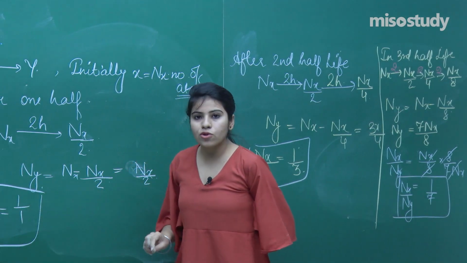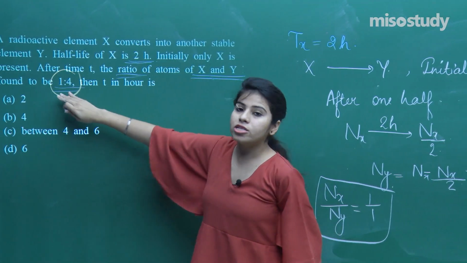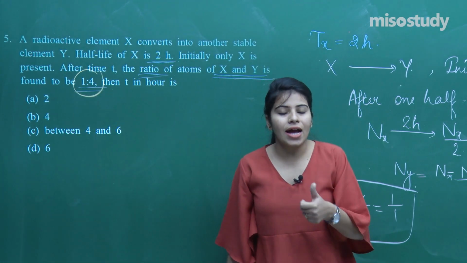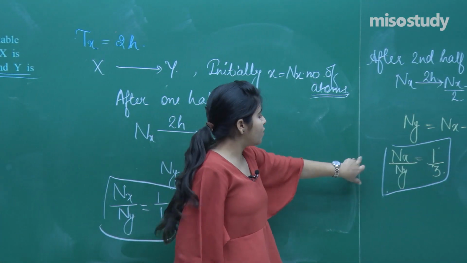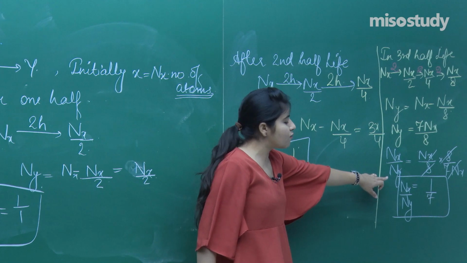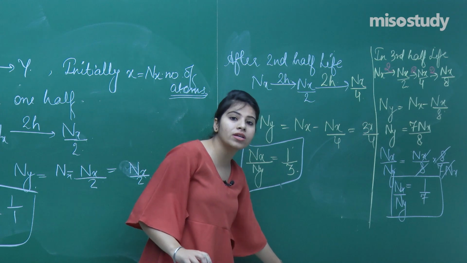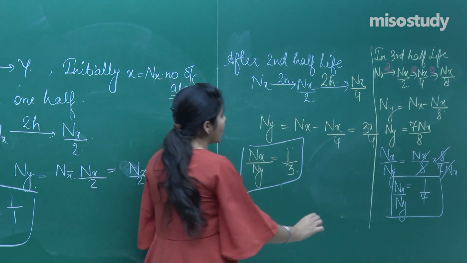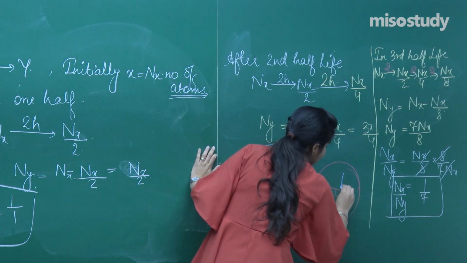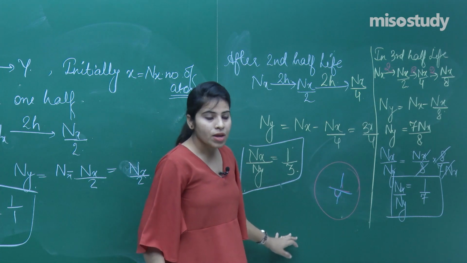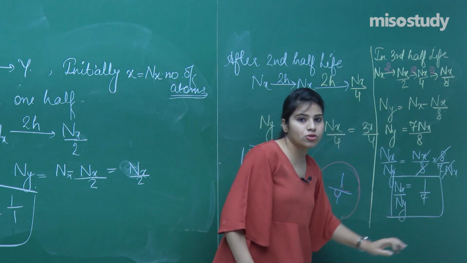Now what you have to focus on here is that in the question we have been told that the ratio of x and y is 1:4. But we have seen that in the first half-life we got 1:1 as the ratio. In the second half-life 1:3 is the ratio. In the third half-life 1:7 is the ratio. So definitely you can see the ratio in the question is 1:4, which is nothing but 1:4. So you can see 1:4 lies in the range of 1:3 and 1:7.